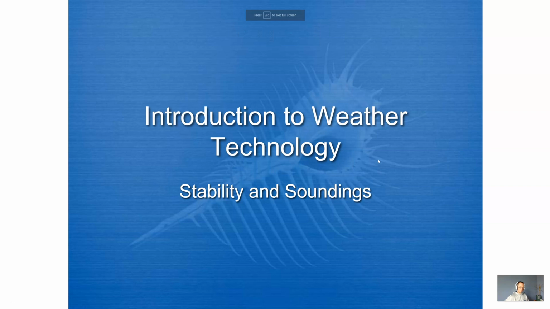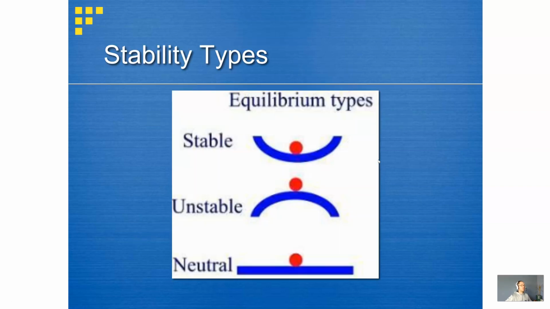And so as we start our presentation here, you can see stability and soundings. And so refreshing our idea of what do we mean when we talk about atmospheric stability. When we talk about atmospheric stability, we're really looking at this vertical profile of the atmosphere and trying to determine based upon temperature and moisture how the atmosphere is going to behave and what we might expect from phenomena such as clouds and the like.